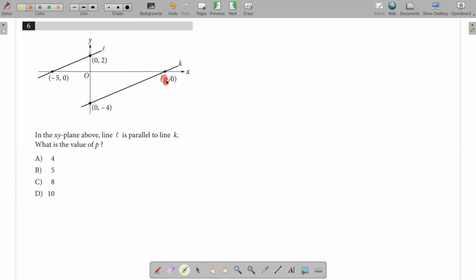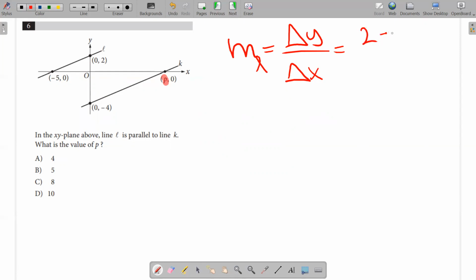Since the two lines are parallel, they have the same slope, right? Can we find the slope of these two lines? Absolutely, we can, because we have a formula to find the slope: displacement on y over displacement on x. For line L, for example, the slope will be 2 minus 0 over 0 minus -5. That means that the slope is 2 over 5.